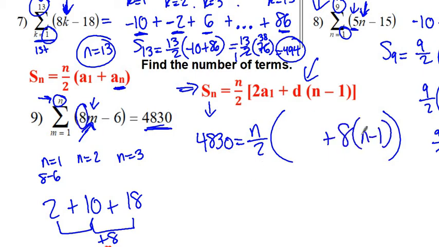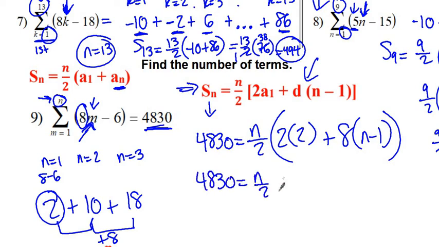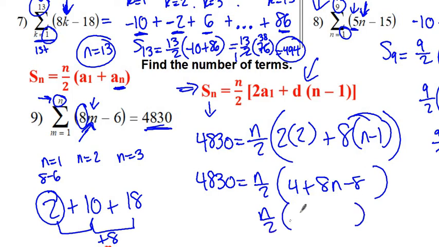Once again, we don't know what n is. We do know that 2 times a sub 1 will be 2 times 2, because that is what a1 equals. And we can solve this now, because all we have is a single variable in this equation. So 2 times 2 is 4, plus, let's distribute the 8. We'd have 8n minus 8. So we have n over 2 times the quantity 4 minus 8, which is negative 4, plus 8n, still equaling 4830.